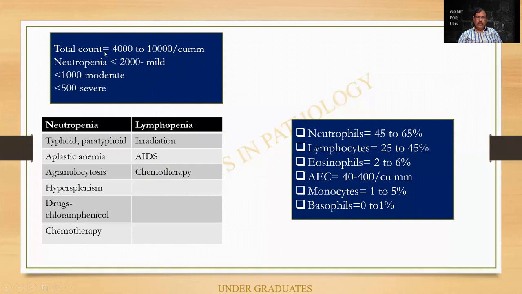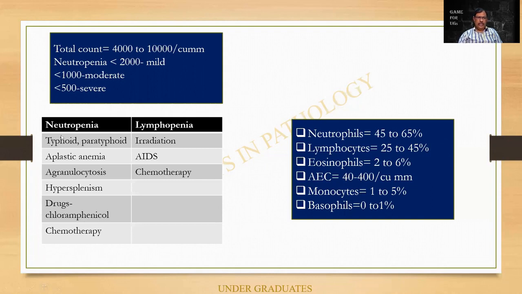The count is normally 4,000 to 10,000. Neutropenia is when it is less than 2,000, mild. Less than 1,000 we call moderate neutropenia. Less than 500 is severe neutropenia. And it is almost absent in a condition called agranulocytosis.